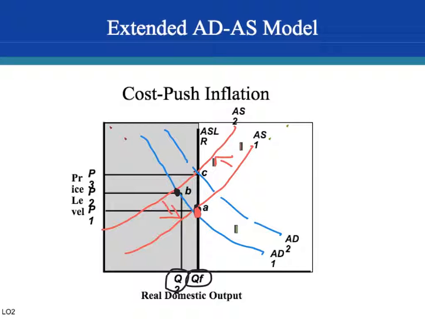Now let's say we're at point B again, and the government doesn't want to wait for the economy to correct itself because sometimes it can take a very long time. And so they engage in expansionary fiscal policy. And so this shifts aggregate demand to the right. And we end up at point C, back to the full employment level of output and at a higher price level.